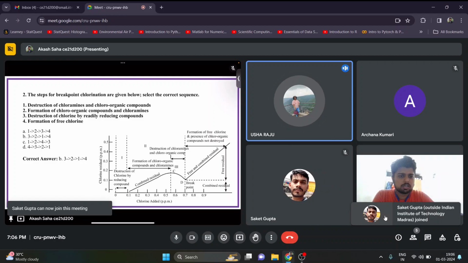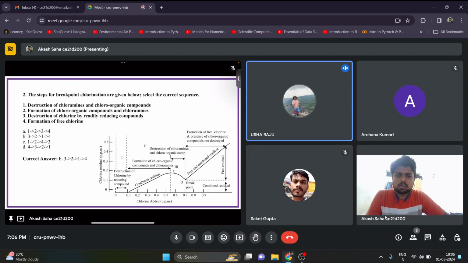Excuse me, I have one doubt. After point B, how can it be combined? Because combined is already finished, isn't it? No, after I think D, whatever chlorine is being added, that is only free again.